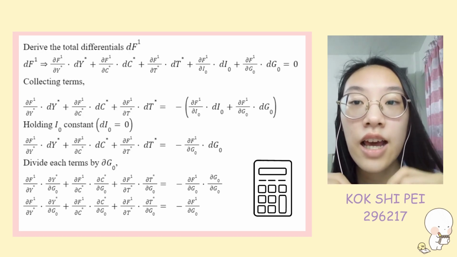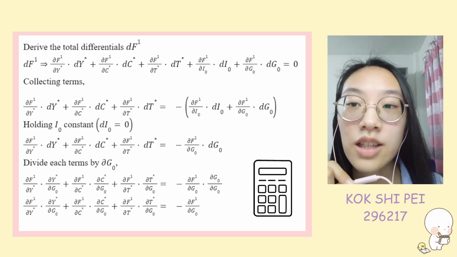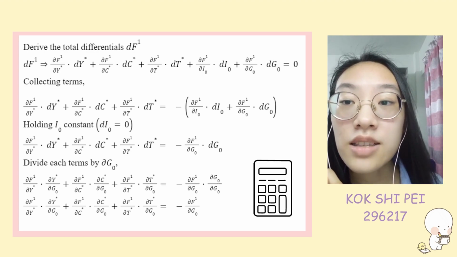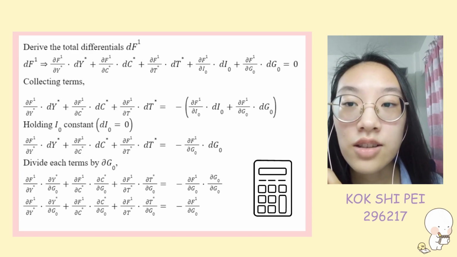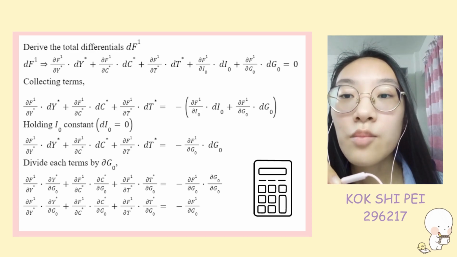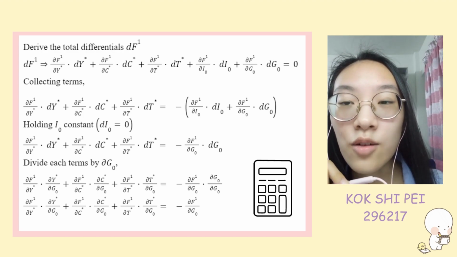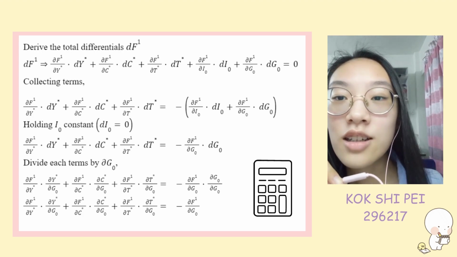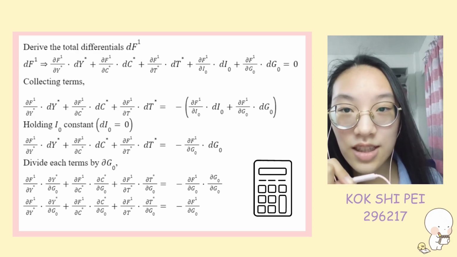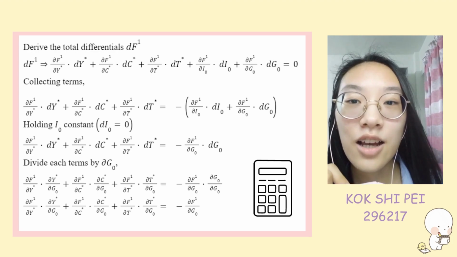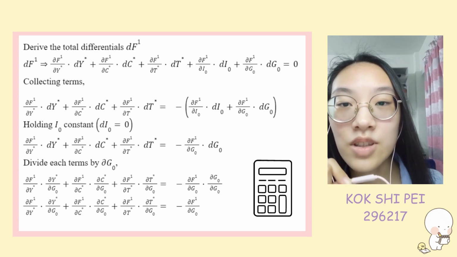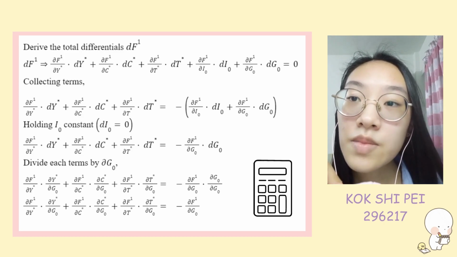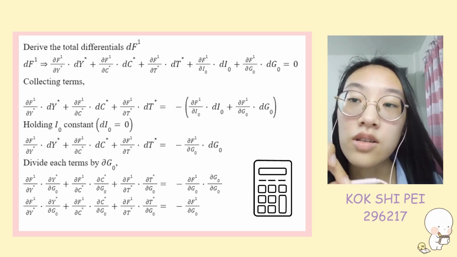So to find the partial derivative of Y* with respect to G0, we derive the total differential dF1 = ∂F1/∂Y* times dY* plus ∂F1/∂C* times dC* plus ∂F1/∂T* times dT* plus ∂F1/∂I0 times dI0 plus ∂F1/∂G0 times dG0 equals 0.